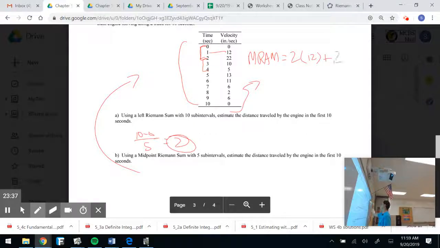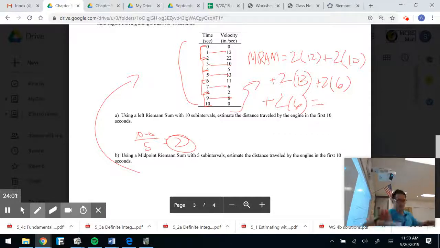Because it's got to be a width of 2, and the middle is 10. Kind of got it, class? Plus, next one, 4 to 6, width of 2, times 13. 6 to 8 is a width of 2, right, for that rectangle, but a height of 6. And then my last and fifth rectangle would go from 8 to 10, which is a width of 2, times the middle guy, which would be 6. You do some magic with your adding and subtracting, and I get 94 inches.